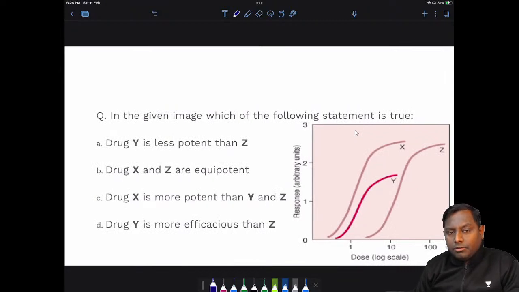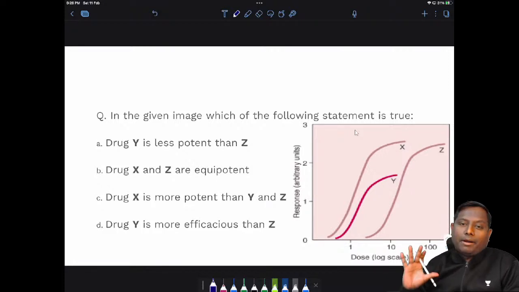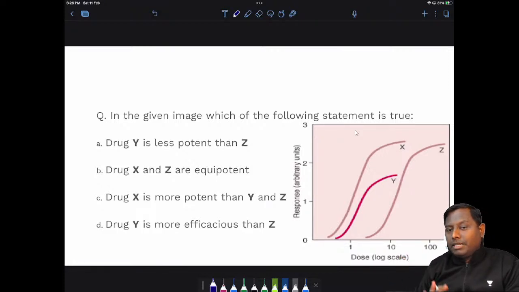Let's see, similar to this, there is one more question. In the given image, which of the following statements is true? The more you exercise, you will not have to read this again. Now you understand what is potency and what is efficacy, and sometimes there will be questions with options like this, X, Y, Z. Now tell me: Y is less potent than Z. X and Z are equipotent. X is more potent than Y and Z. Y is more efficacious than Z.